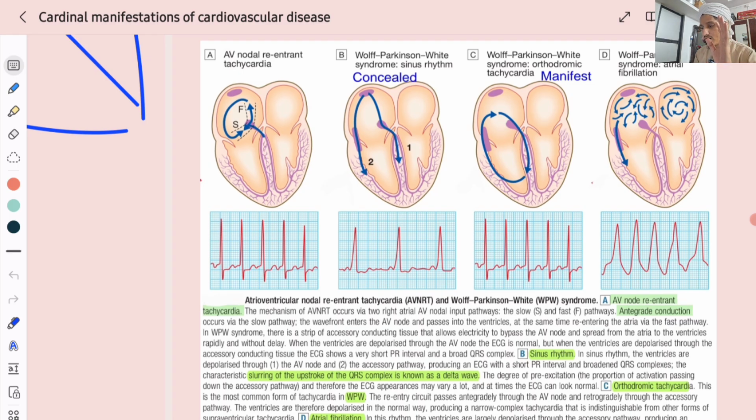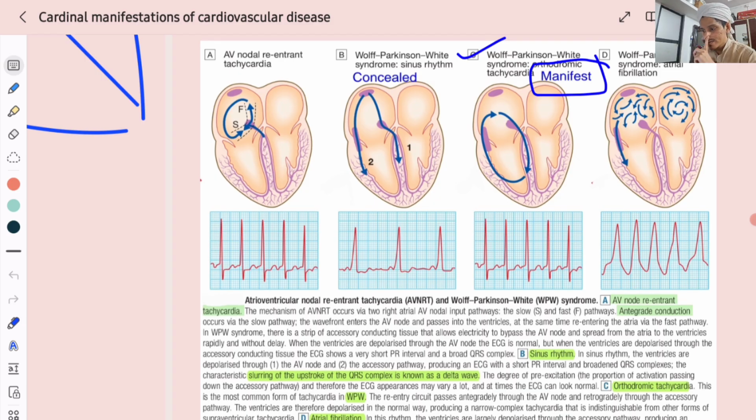Now coming to the orthodromic tachycardia. This is known as Wolff-Parkinson-White syndrome. This is the manifest pattern. This is not sinus rhythm. Okay, that means a patient who has an accessory pathway can be in sinus rhythm. In sinus rhythm, what is the clue? You will have short PR interval and delta wave.